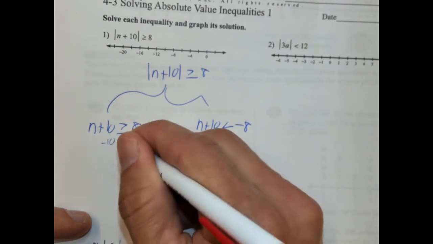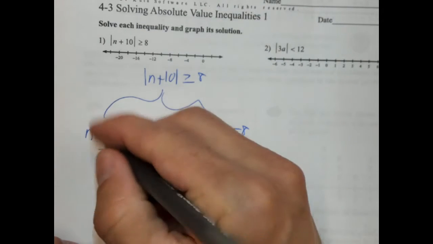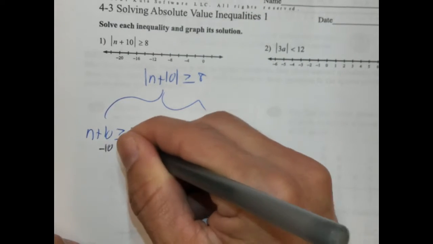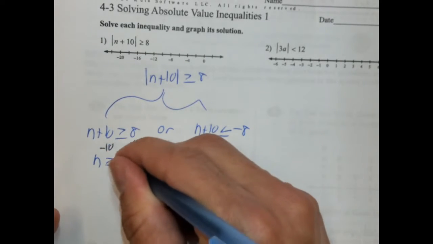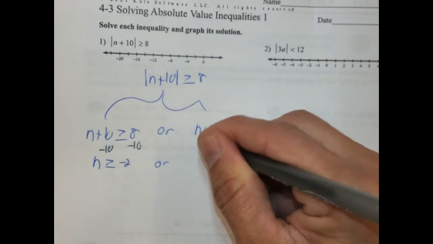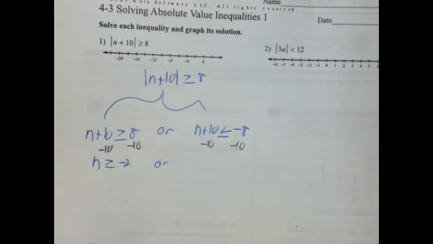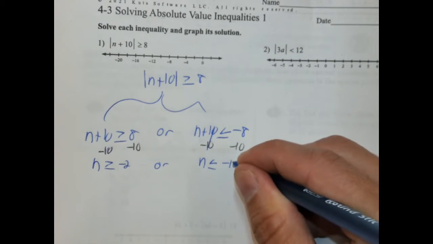So we're going to subtract 10. It's the wrong color. It's blue. There we go. Minus 10. Minus 10. So n will be greater than or equal to negative 2. Or we'll subtract 10. Subtract 10. N is less than or equal to negative 18.